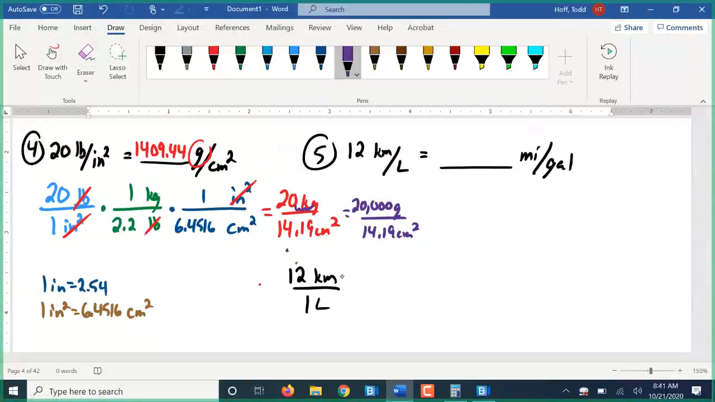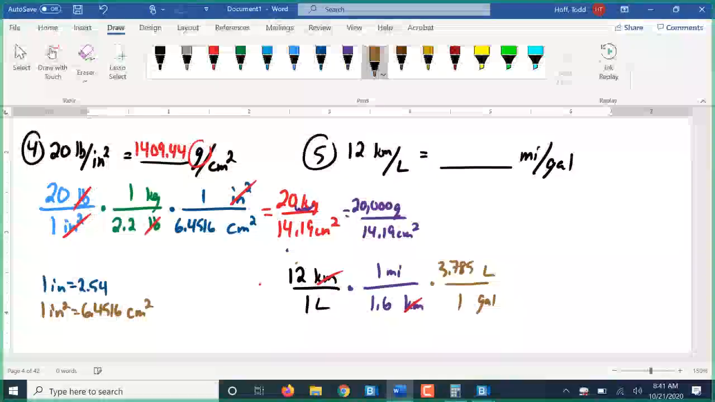So let's convert the kilometers to miles. Kilometers are going to go on bottom, miles on top. 1 mile is 1.6 kilometers. Kilometers cancel out. Now we need to get rid of the liters. Liters will go on top, gallons on bottom. 1 gallon is 3.785 liters. So my liters have canceled out.